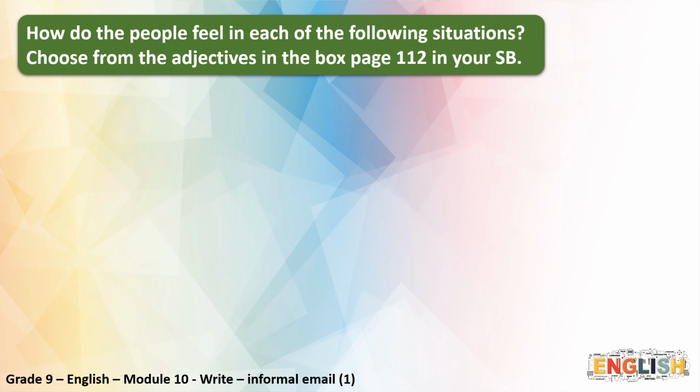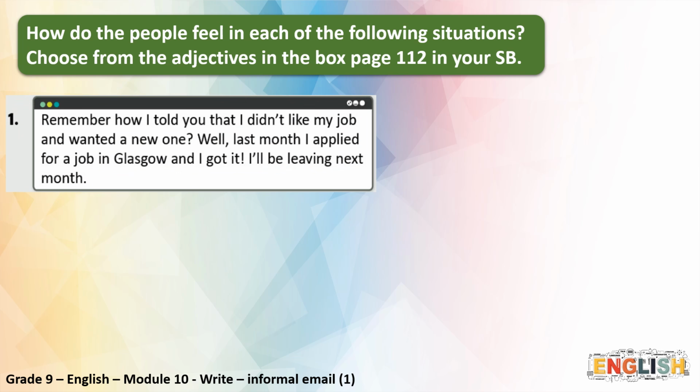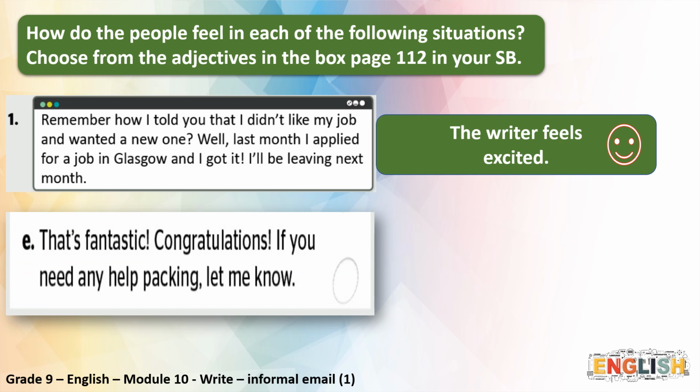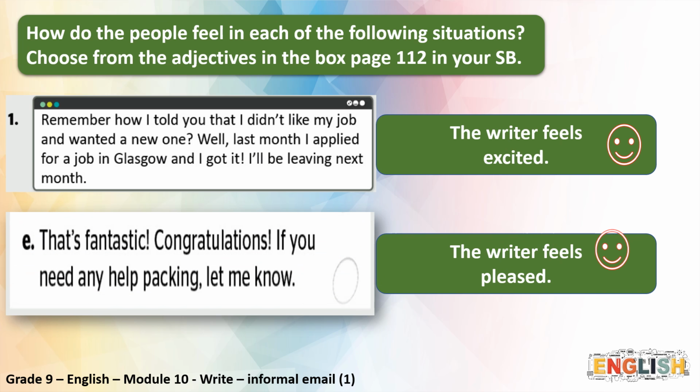In the second part of the same exercise that we have just finished, we have to write how the people feel in each of the following situations. You can choose from the adjectives in the box, page 112 in your student's book. You can pause the video before you check your answer. Number 1, very good. The writer feels excited. And the response, excellent. The writer feels pleased.